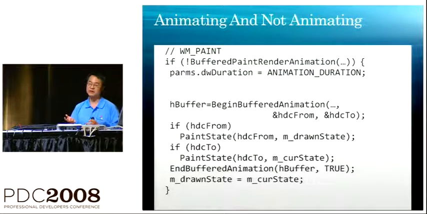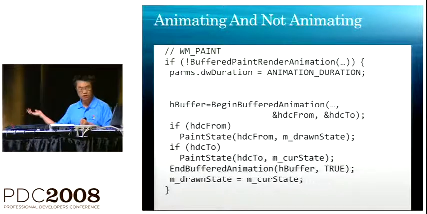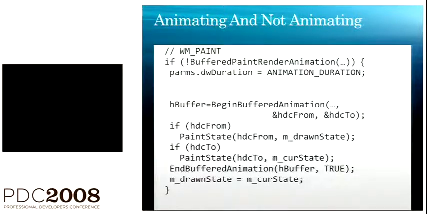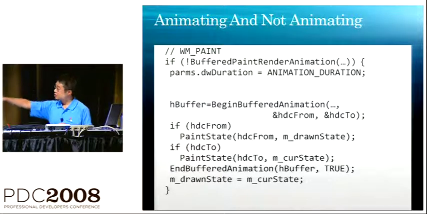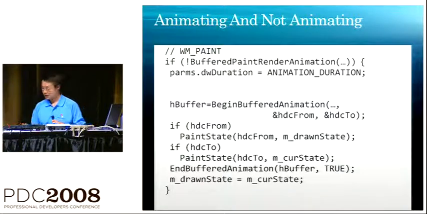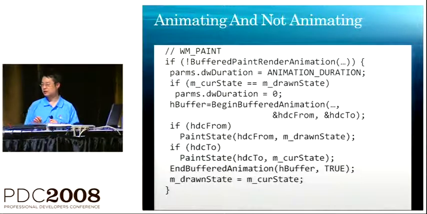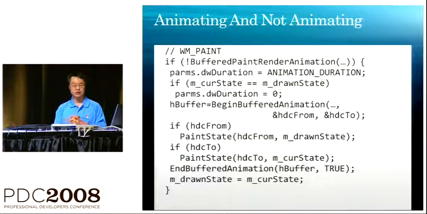Now, I mentioned before that as the code was originally written, it constantly kicks off a new animation every time it receives a WM_PAINT. This is obviously not the way most controls operate. So here we have the code from last time, and I just throw in this little bit here. If the current state is equal to the drawn state, this means that there has been no change in the visual state of the control. Then we just set the duration to 0. The animation engine understands that a duration of 0 means that there is no animation going on.